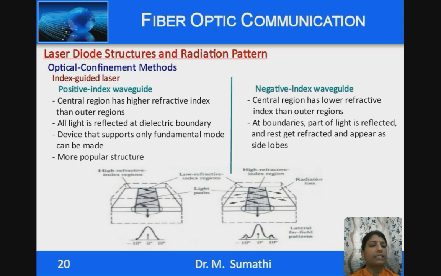And in the negative index waveguide, the central region has a lower refractive index compared to the outer regions, and at the boundaries light gets reflected and refracted. The light that gets refracted appears as side lobes. So, as you can see, for a positive index guided waveguide, the beamwidth is given as shown, whereas in a negative index waveguide, there are side lobes that appear due to refraction. The positive index waveguide is the structure that is popularly used.